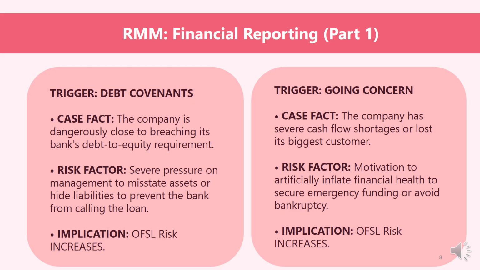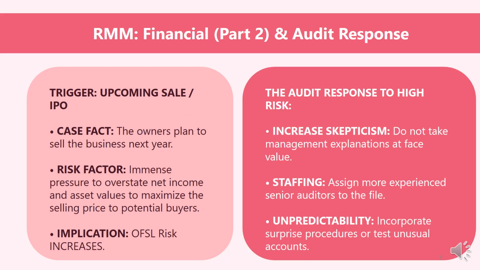Pay close attention to debt covenants. If the company is close to breaching a bank requirement, there is severe pressure to misstate assets or hide liabilities to stop the bank from calling the loan. Risks increase. Going concern issues like severe cash flow shortages or losing a major customer also create motivation to artificially inflate financial health to secure funding. Risk increases. If the owners plan to sell the business or go public, there is immense pressure to overstate net income to maximize the selling price.